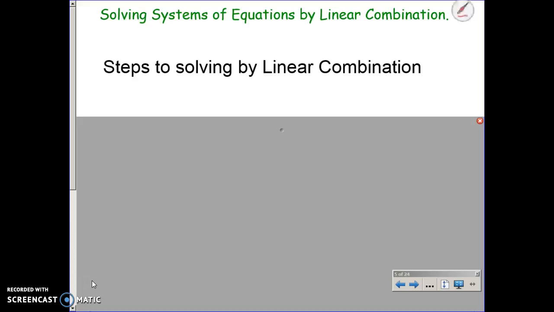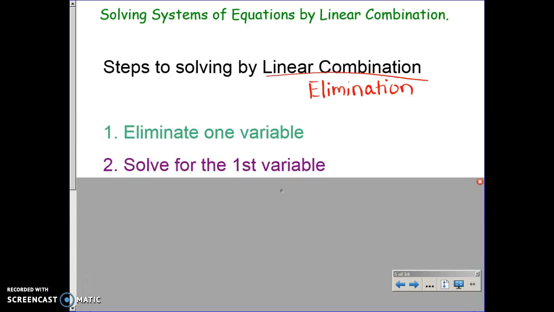So first of all, up at the top, linear combination is just another name for elimination. So I believe that's your very first blank at the top. Okay, and what does it mean to eliminate? Well, eliminate means to get rid of, to cancel out, to erase. So our goal is, instead of trying to substitute something, we're trying to get rid of one of the variables so that we can solve for the other one.